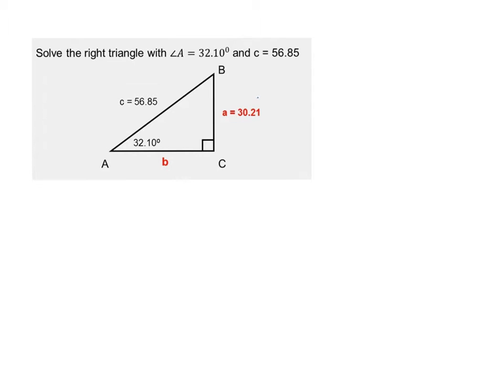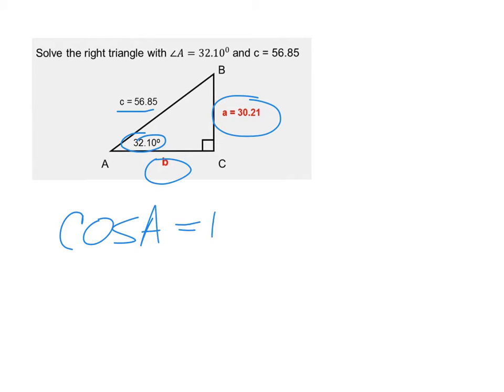Our second step after we've solved for A, which was 30.21, is to solve for B. And if I look at my angle again here, 32.10, I'm looking for B, which is adjacent over my hypotenuse. So in that case, I'm going to use my cosine. Cosine of A is equal to B over C. I'm looking to solve for B, so I'm going to rearrange my formula.